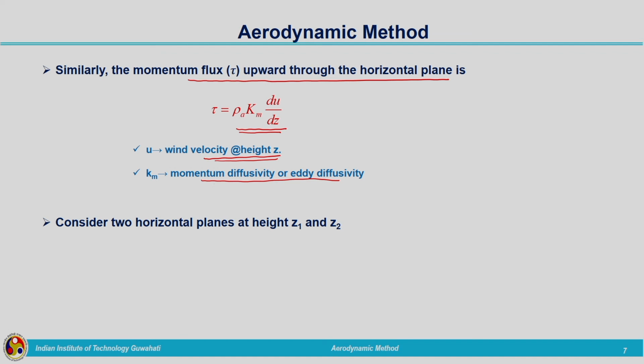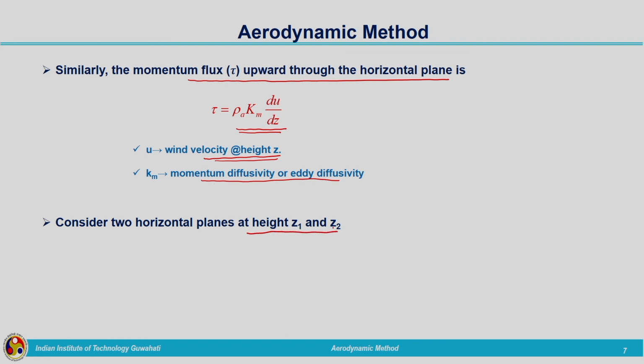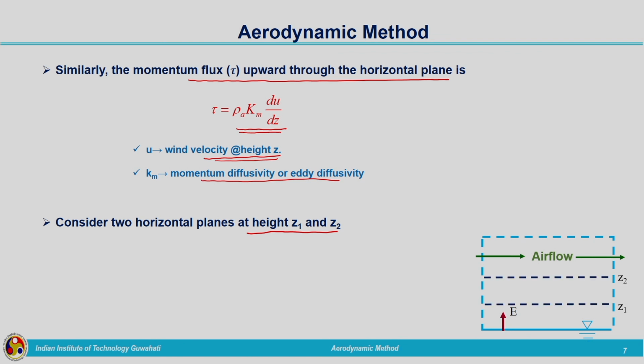Now, what we are going to do? We are going to consider two horizontal planes. As the altitude increases, that was our gradient we were considering, that is the difference in the specific humidity at two different altitudes. In the similar way, the difference in wind velocity at two different altitudes. So, we need to consider two planes at heights z1 and z2. In the control volume we are considering, evaporation is taking place, we have the airflow. Airflow velocity is the wind velocity, which we denote as u. And we are considering two planes z1 and z2.